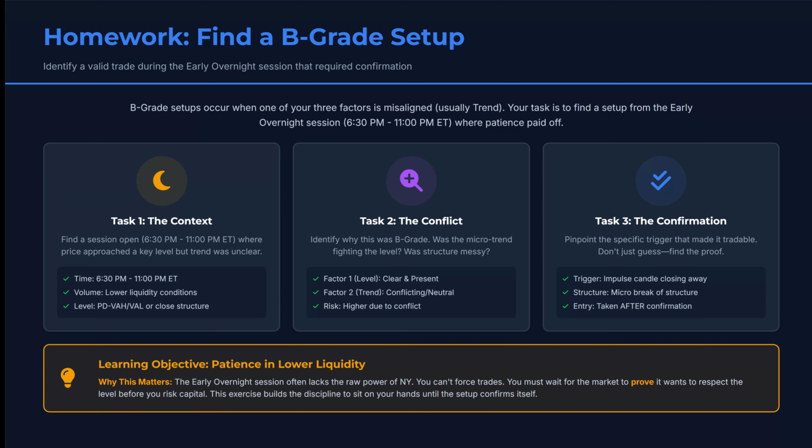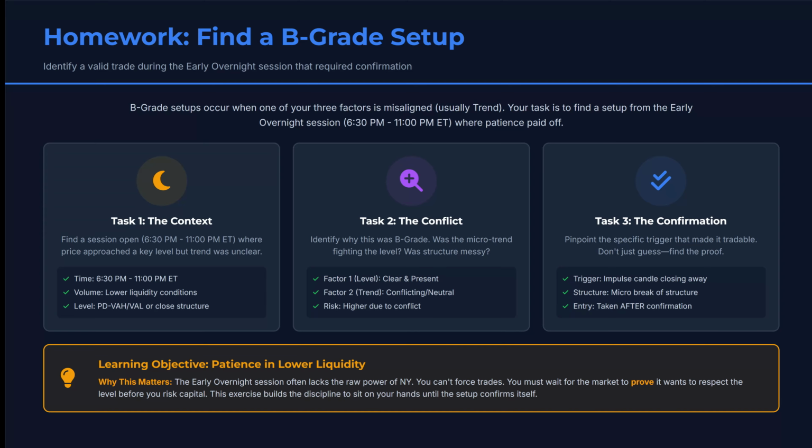Here's your criteria checklist for Task 1. First criterion, time window must be 6:30 p.m. to 11 p.m. Eastern. This is after the NY regular trading hours close, but before the Asian session goes into its lowest liquidity period. During this window, you have moderate participation from both late U.S. traders and early Asian market activity.